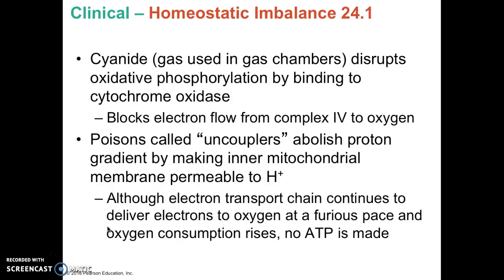Cyanide, the gas used in gas chambers, disrupts oxidative phosphorylation by binding to cytochrome oxidase. This blocks the electron flow from complex 4 to oxygen. Poisons called uncouplers abolish the proton gradient by making the inner mitochondrial membrane permeable to protons. Although the ETC continues to deliver electrons to oxygen at a furious pace, and oxygen consumption rises, no ATP is made.